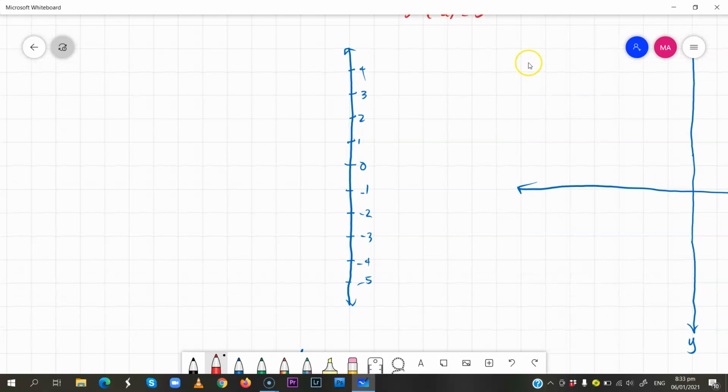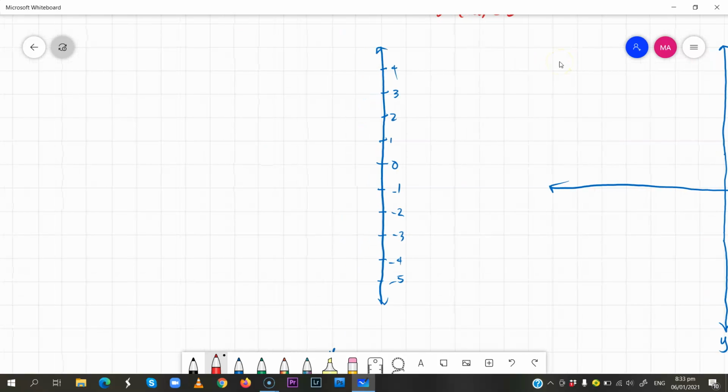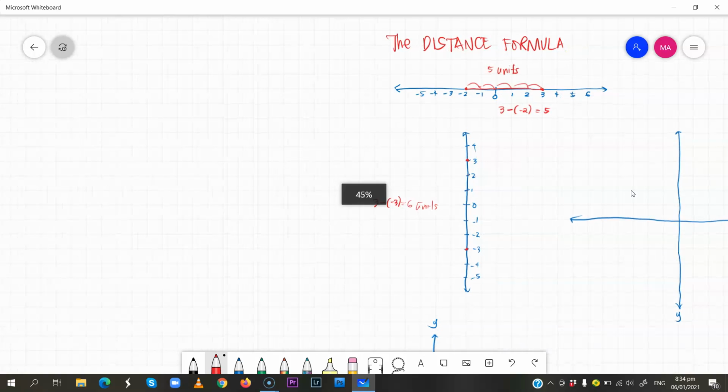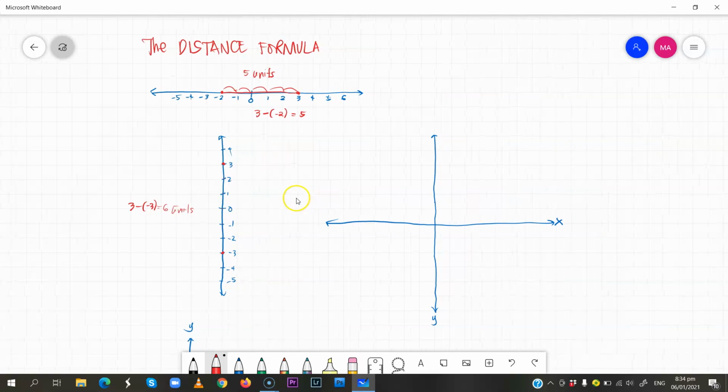For vertical, for example, if I have a point here and another point here, the distance between the 2 points, again, we can count 1, 2, 3, 4, 5, 6, or simply get the difference between the 2 points, which is 3 minus -3, which is equal to 6 units. That's the distance. This is good if the segment is either horizontal or vertical.